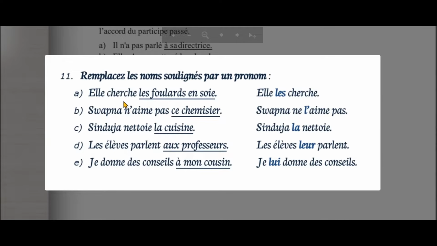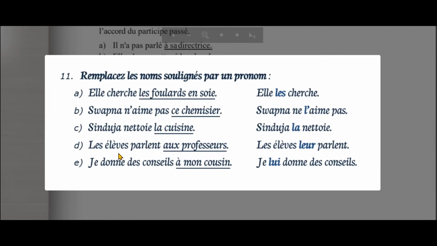She is searching, or she is looking out for the silk scarves. So she is searching for them. So you're just replacing it directly with the direct object pronoun, putting les before the verb. Swapna does not like this blouse. Now this blouse is masculine, so you have to put le before the verb. Le now contracts and becomes l apostrophe because the A is a vowel here. Sindhuja cleans the kitchen. Now kitchen, feminine singular. So Sindhuja cleans it. So la, all right, direct object pronoun.